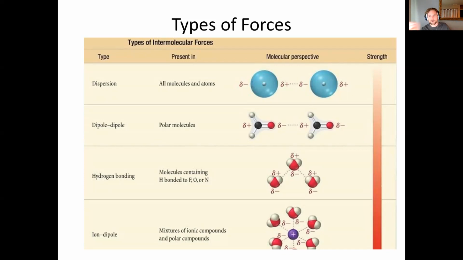There's just this random situation where temporarily there's more electrons on one side than the other, and that creates a temporary dipole. The larger the molecule, the more electrons. The larger the molecule, there is a greater sloshing effect of the electrons, greater separation of distance between where these electrons are located. So larger molecules are going to have stronger dispersion forces.